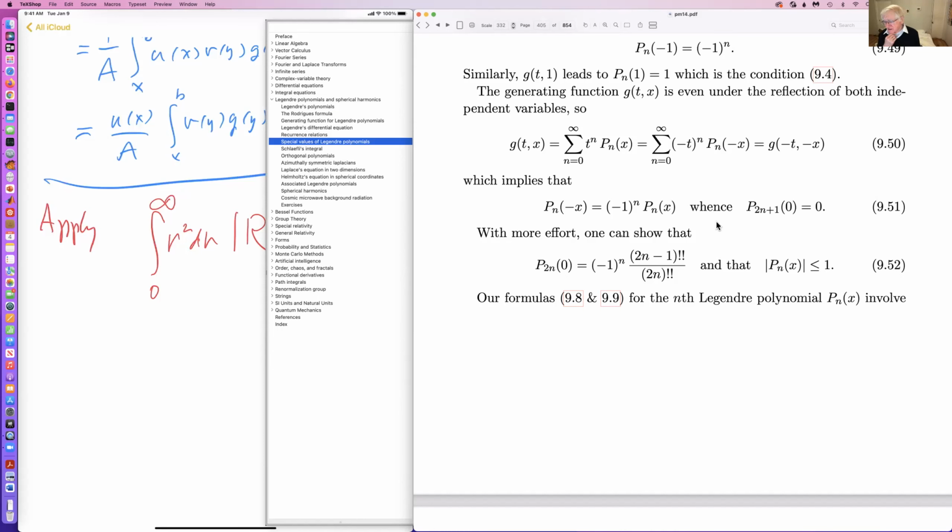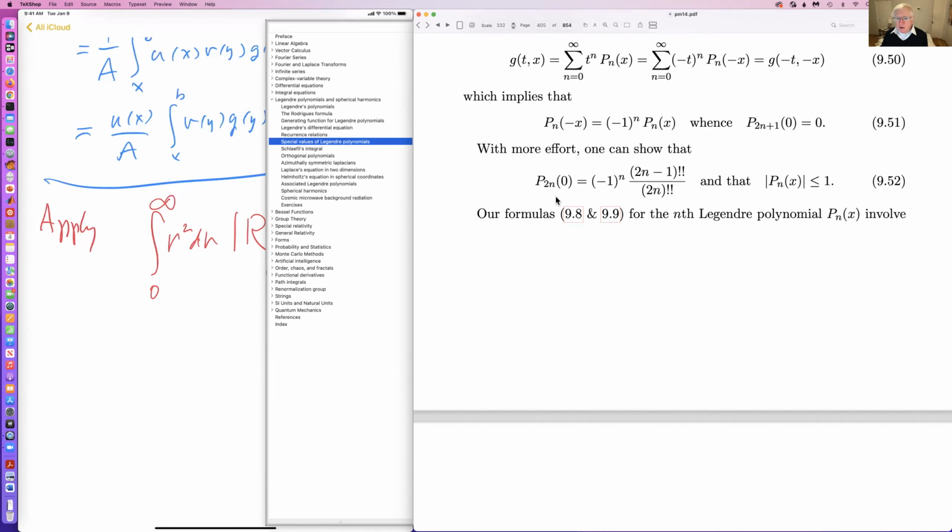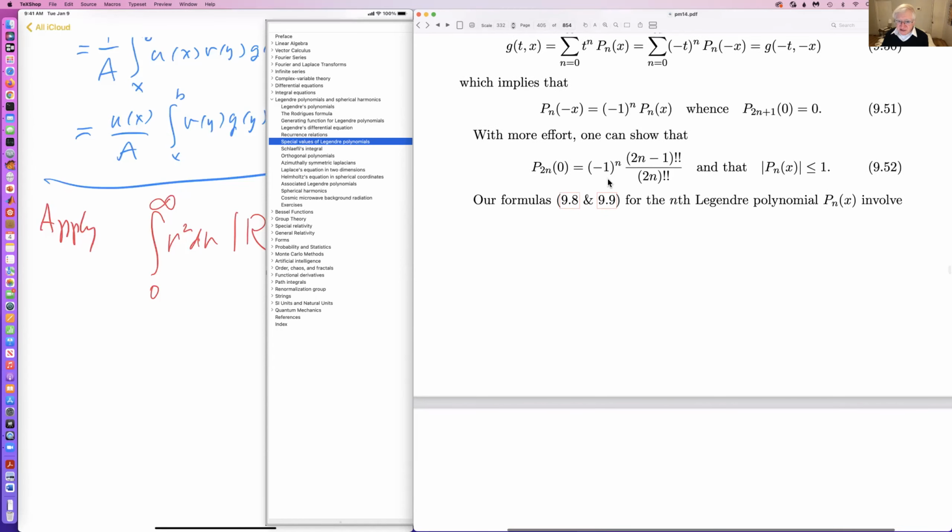especially in atomic physics, which of course is better understood than nuclear physics, but also in nuclear physics. At least I assume so. I don't know that much nuclear physics. Anyway, with more effort, one can show that the even ones are given by this at 0, and so some of them are positive, some of them are negative.